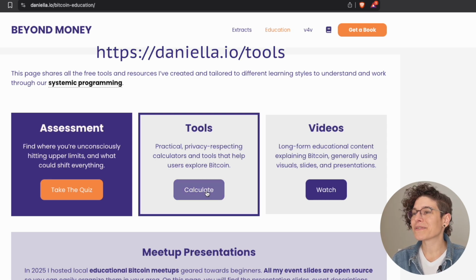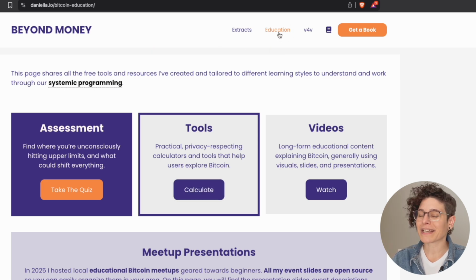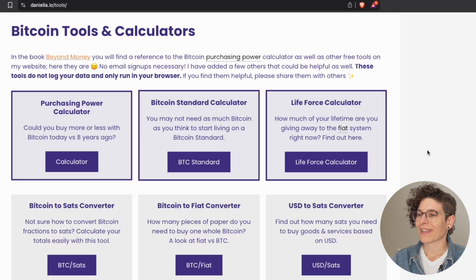All you have to do is go to Daniella.io/tools or click on education in the menu bar on my website, Daniella.io, and then click on tools. And here they are. They all run in your browser. They are all privacy focused. I do not receive anything that you enter into these tools. Nothing is logged, tracked, or sent.